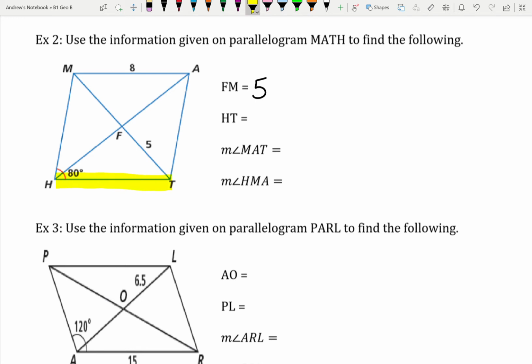So, the other piece we've got, we're trying to find HT. HT is a side of this parallelogram. And what I'm taking a look at is, I know that the opposite sides of a parallelogram have to be the same size.